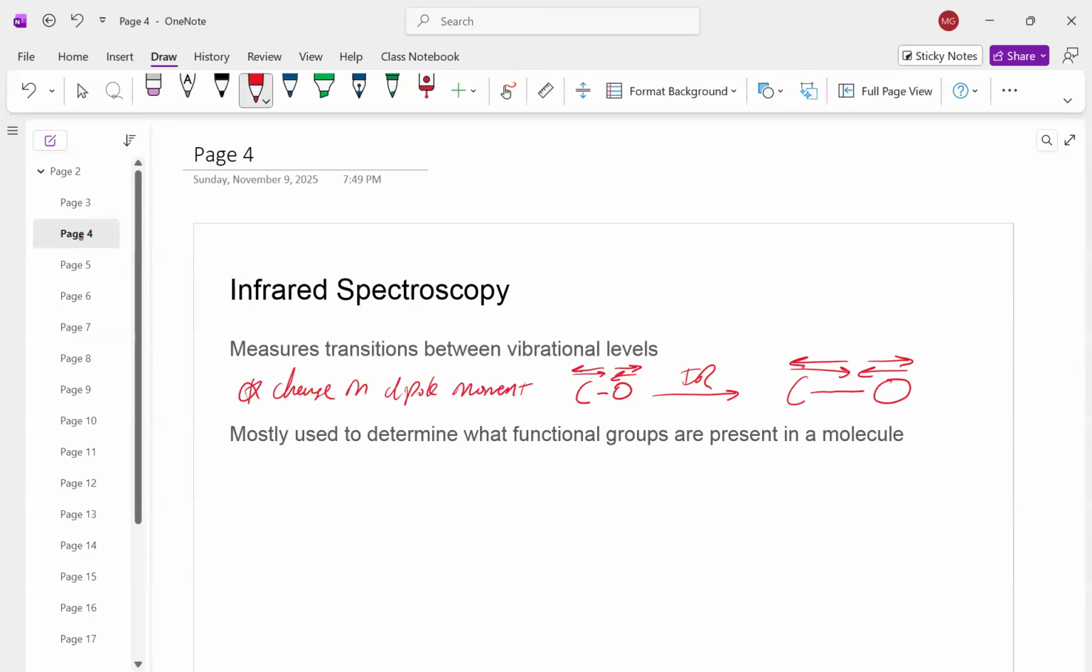And what infrared spectroscopy is mostly used for is to determine what functional groups are present in a molecule. Because a carbon-oxygen single bond will vibrate at a different frequency than, say, an oxygen-hydrogen bond. Or even a carbon-carbon double bond will vibrate at a different frequency than a carbon-carbon triple bond. And so by just knowing some simple values at where these things will vibrate, we'll be able to tell what functional groups are present when we read a spectra.